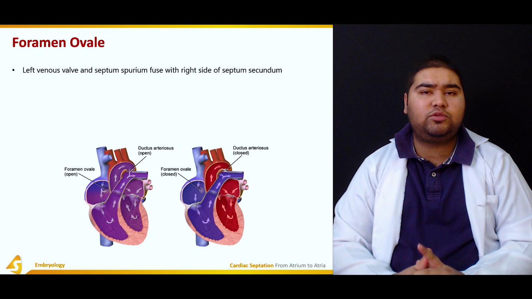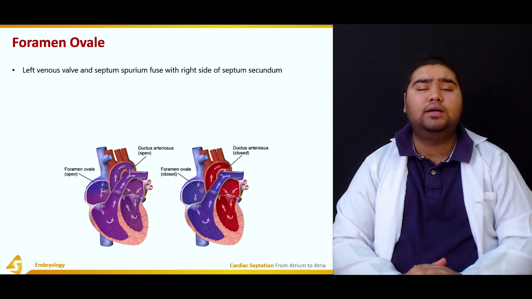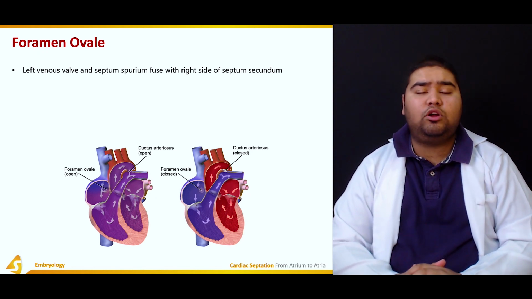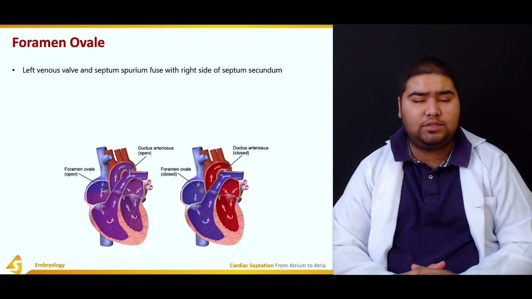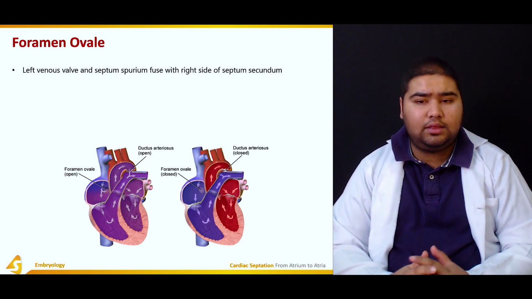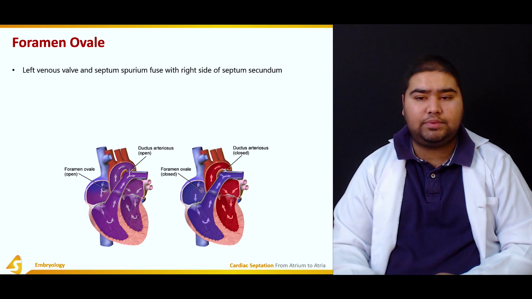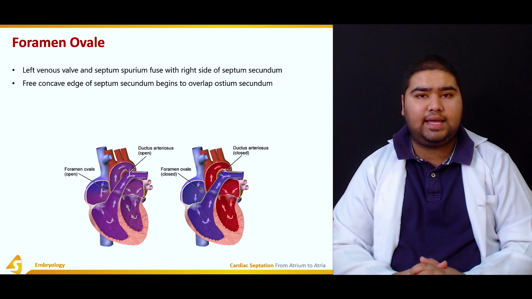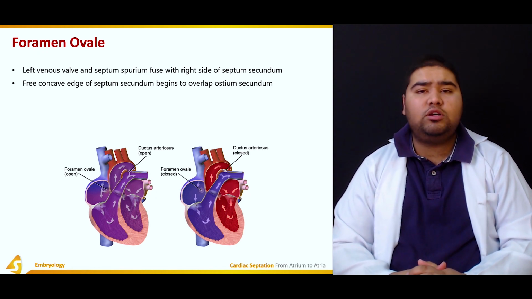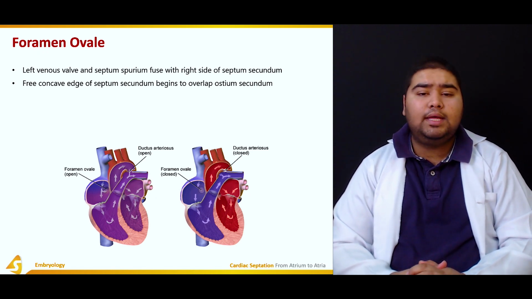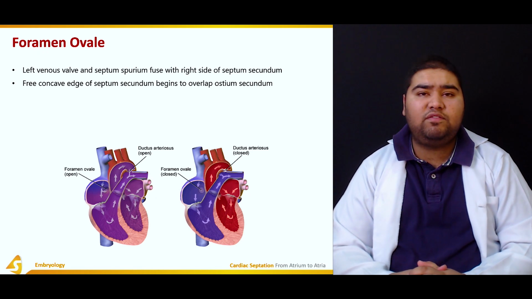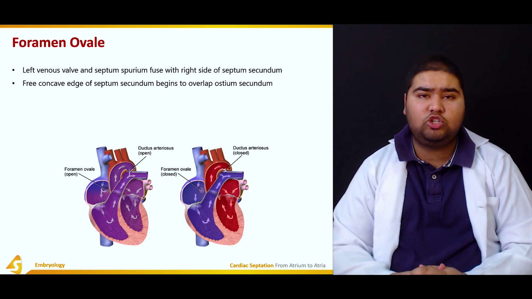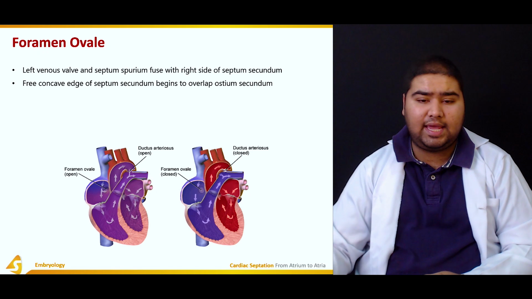So there's a fusion between the left venous valve of the right sinus horn of the sinus venosus and the septum spurium with the right side of the septum secundum. Now the free concave edge of the septum secundum begins to overlap the ostium secundum. So the ostium secundum, which was formed in the upper portion of the septum primum, is now being covered by the free concave edge of the septum secundum.